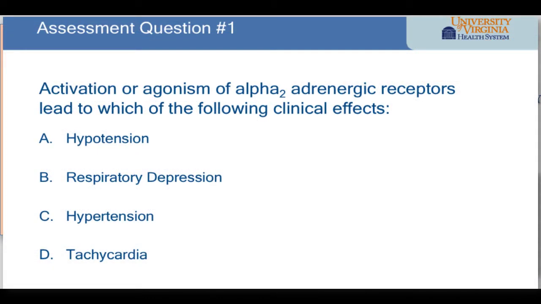This brings us to our first assessment question. Activation or agonism of alpha-2 adrenergic receptors leads to which of the following clinical effects? A, hypertension, B, respiratory depression, C, hypertension, or D, tachycardia.